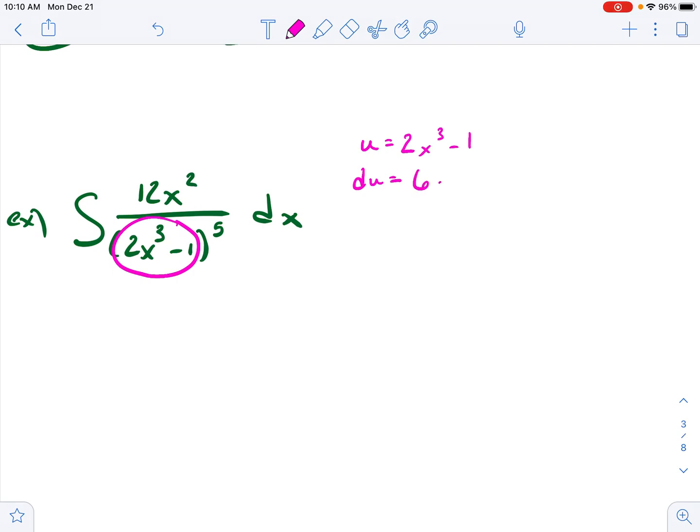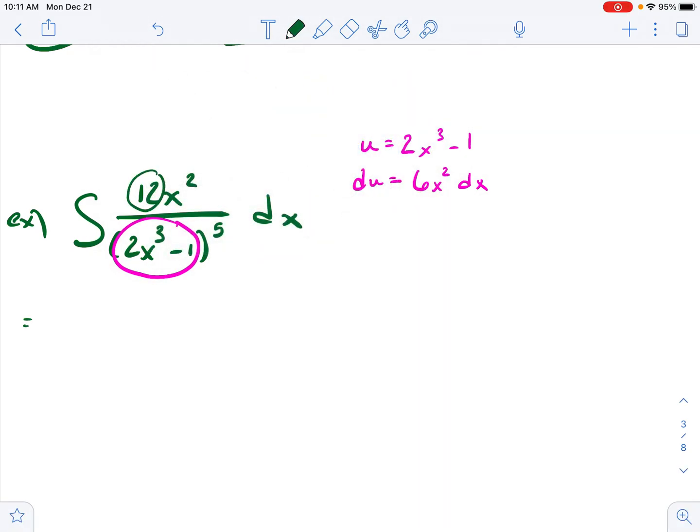Taking the derivative, we're going to get a 6x squared dx. Now, look, we want a 6x squared dx. The integral has a 12x squared dx. Think about how many du you're going to need. Some of you are saying 2. You're probably right. Here's something else you can do if you get tricky with the coefficients.